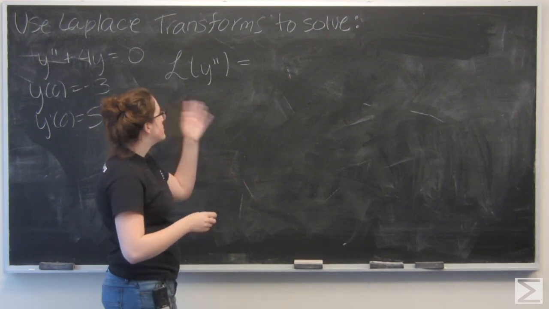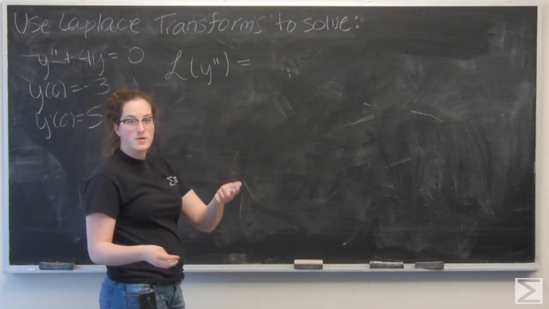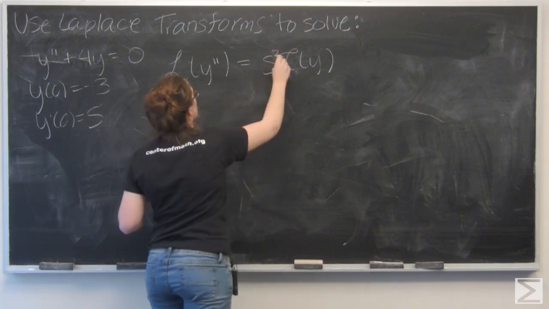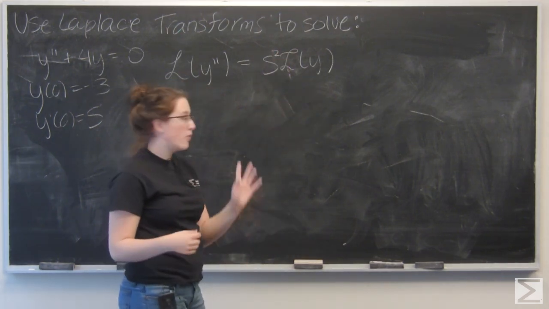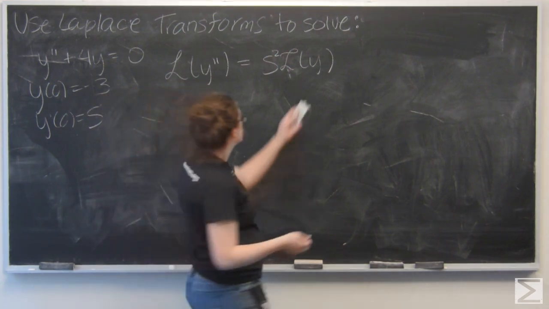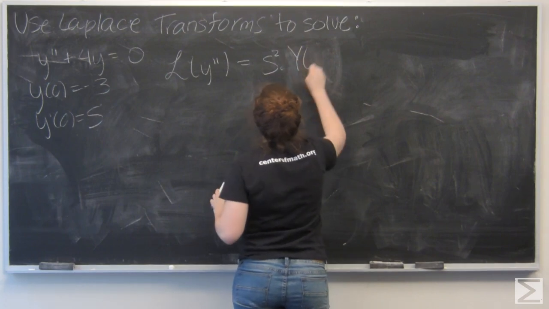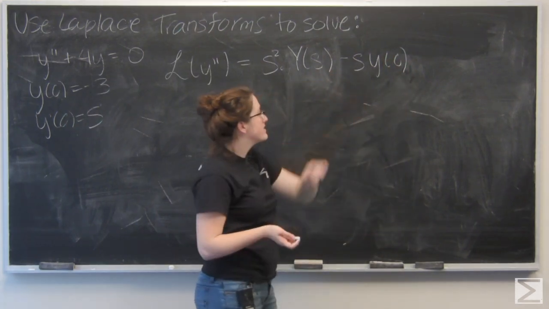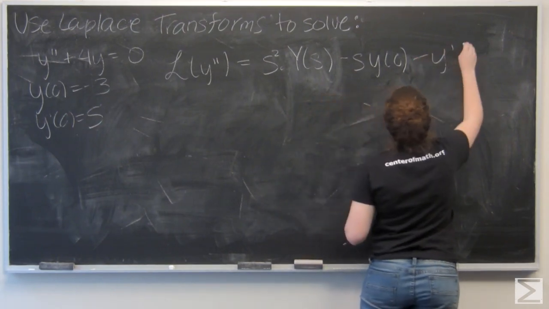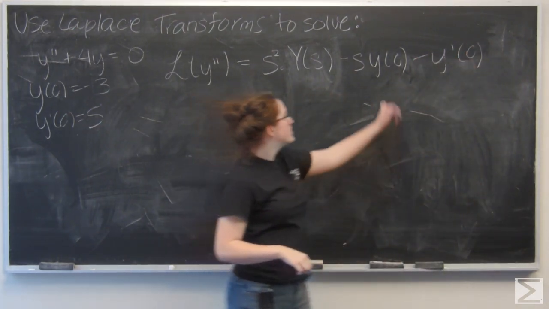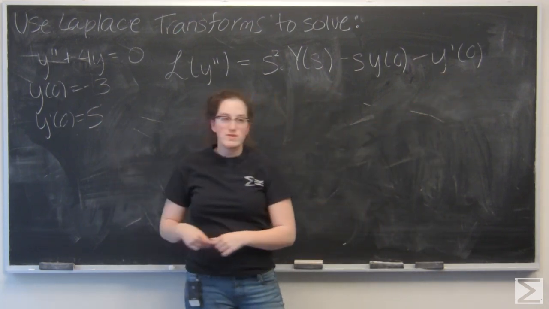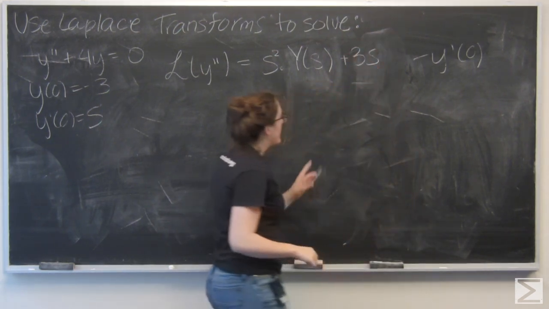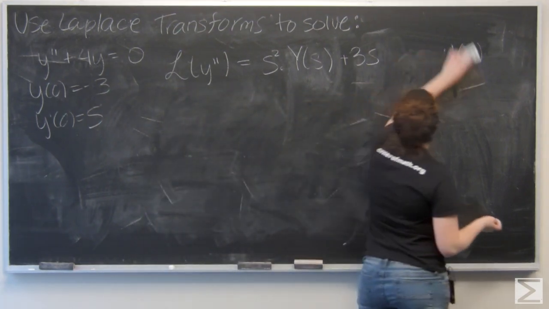Let's recall that the general formula for the Laplace transform of the second derivative of a function is s squared times the Laplace transform of its parent function, so y. Let me go ahead and make that capital Y of s. Minus s times y of 0 minus y prime of 0. And I'm given both of those terms. Y of 0 is negative 3, so it leaves me adding 3s, and y prime of 0 is 5, so I'm going to subtract 5.